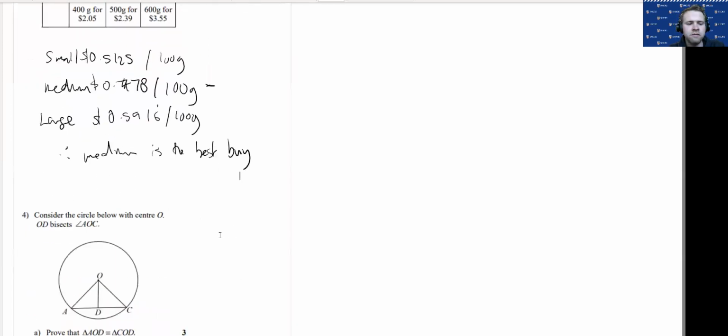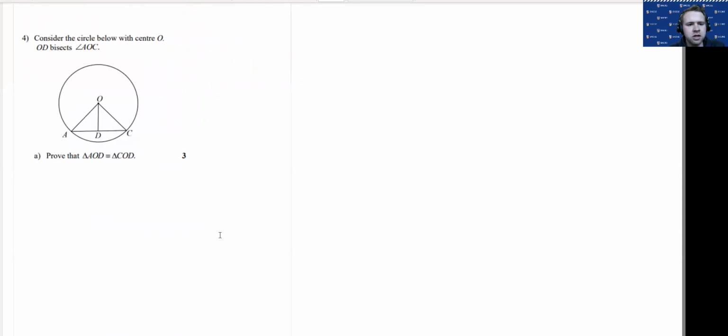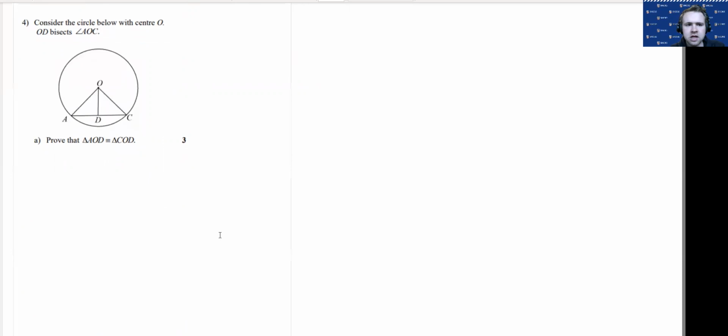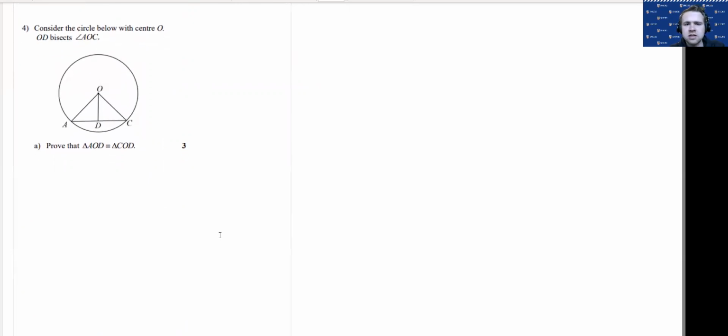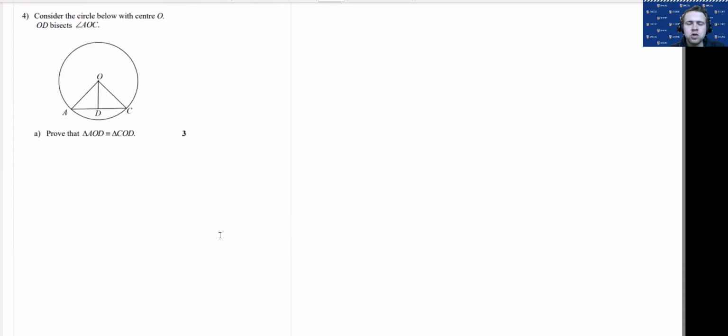Okay, for this next example, we're going into congruence proofs. Remember with congruency, we've got our 4 tests: side-side-side (SSS), SAS, AAS, and RHS. What we need to do is have a little blueprint, a map of thinking about what information we're going to use in order to prove that they're congruent.